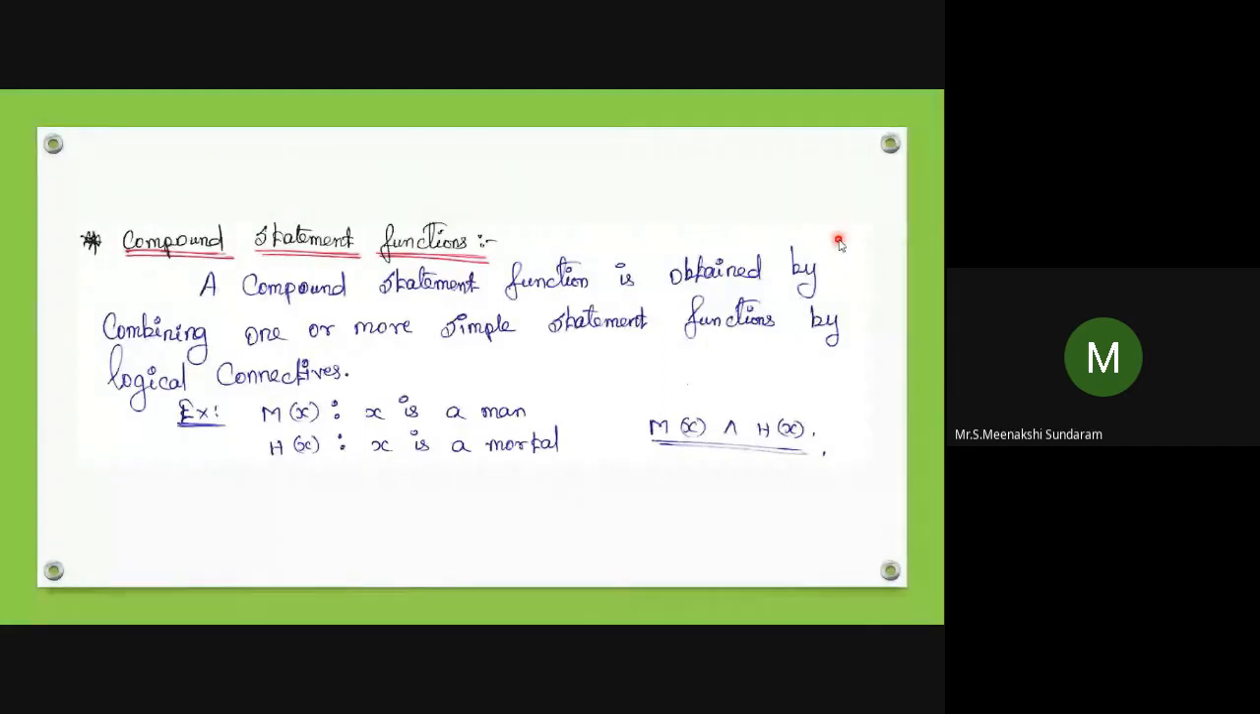So a compound statement function is obtained by combining one or more simple statement functions by logical connectives. It is the same as the statement of the proposition, only the term is converted from proposition to predicate. So M of x: x is a man. H of x: x is mortal. M and H, you can give your own names, or some other S of x, whatever. That is a connector, and normally comma you can put also, it's an and symbol.